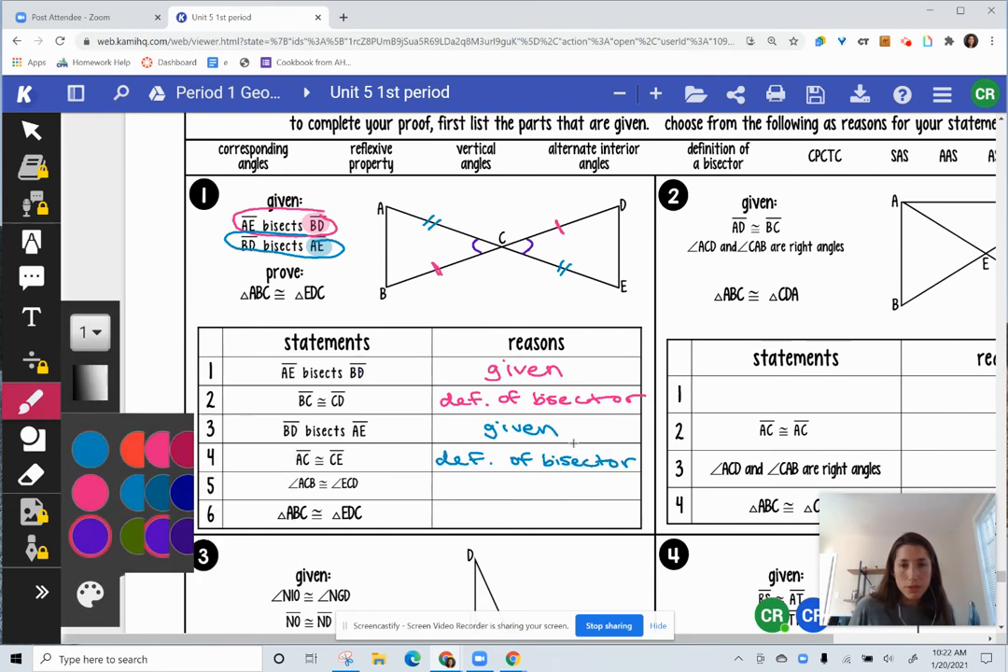And the other thing that's congruent are these angles here in the center of our diagram. Remember, those are bow tie angles. We call them vertical. So we have a congruent angle statement, and the reason they're congruent is because they're vertical.